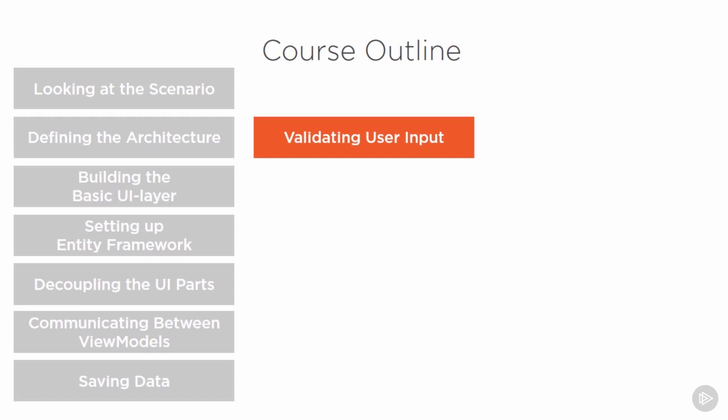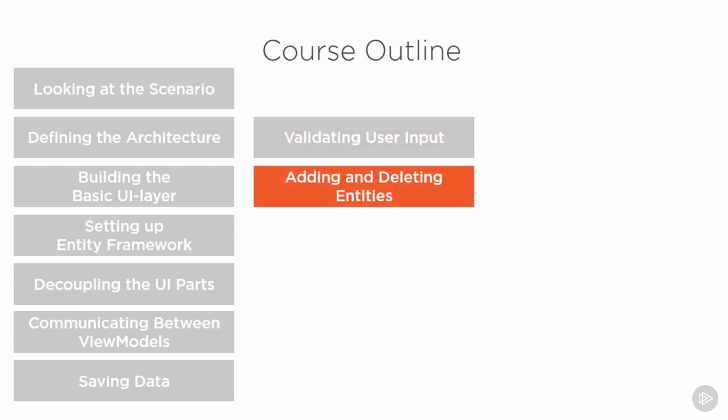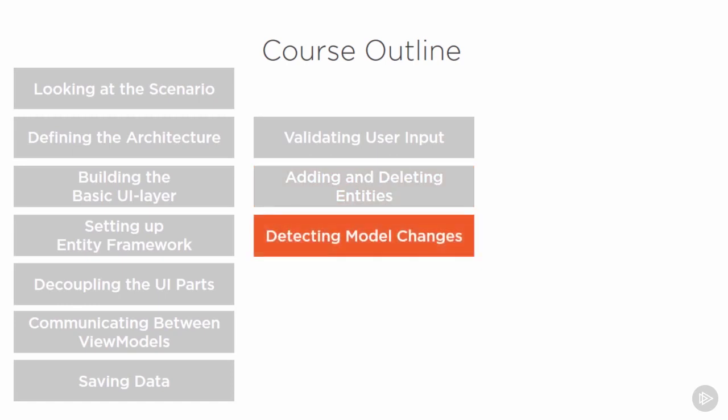The next thing that you implement is adding and deleting entities, so that the user of the Friend Organizer application can create and delete friends. Then you will learn how to use Entity Framework's data context to detect model changes. You will use this to only enable the Save button if the user has made changes to the model.